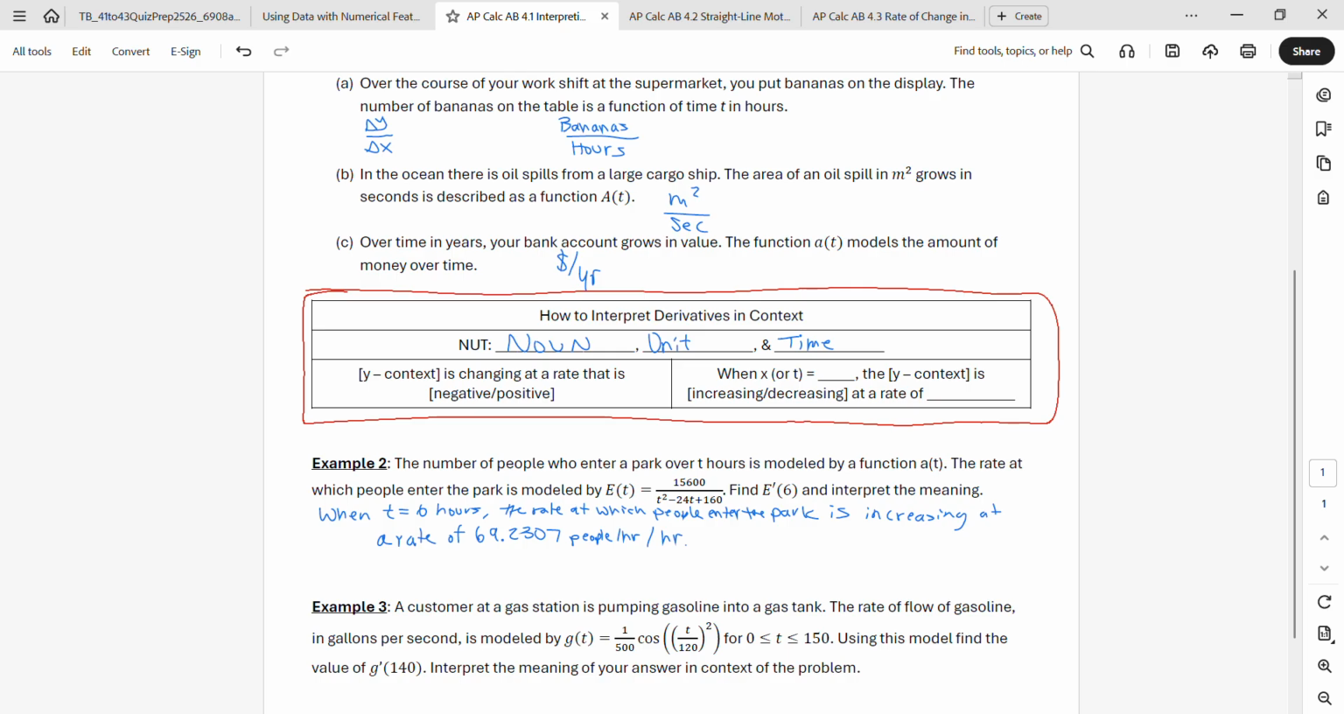So that is important. I even went back and checked a couple of AP problems. In a case like this, it's the rate at which how fast people were going into the park. So noun, unit, time. Because this will be used throughout the unit. So we'll still see some problems after the quiz as well.